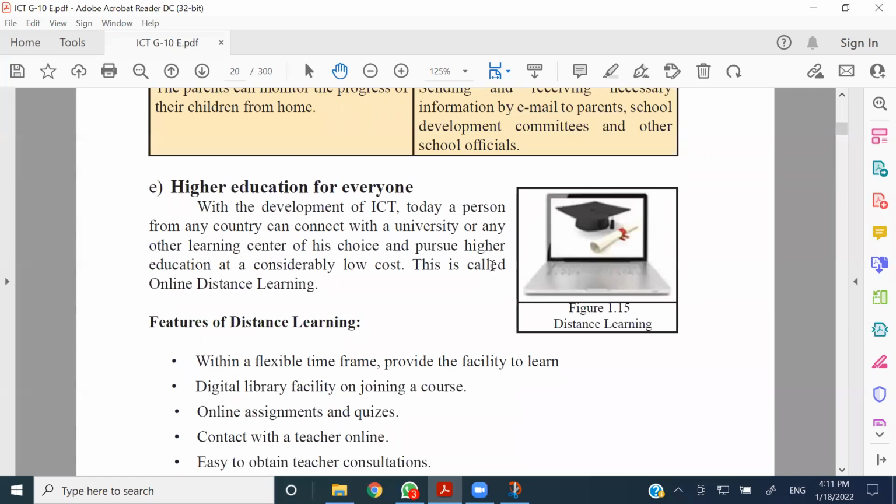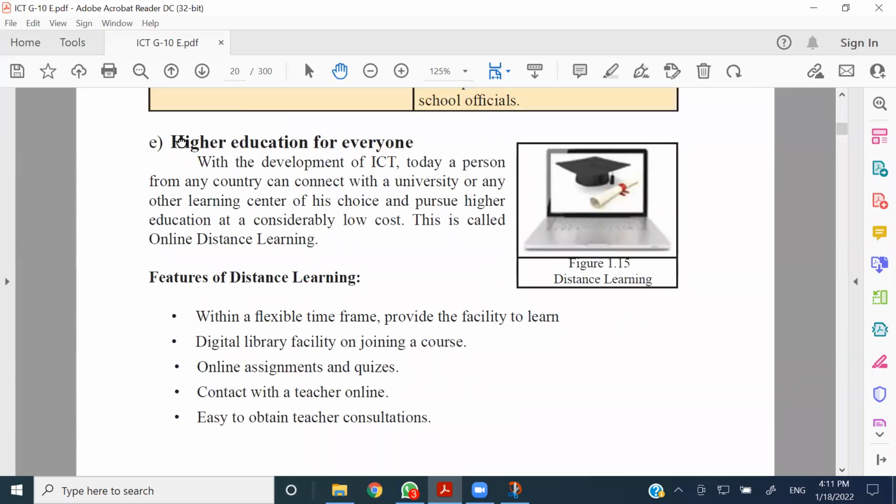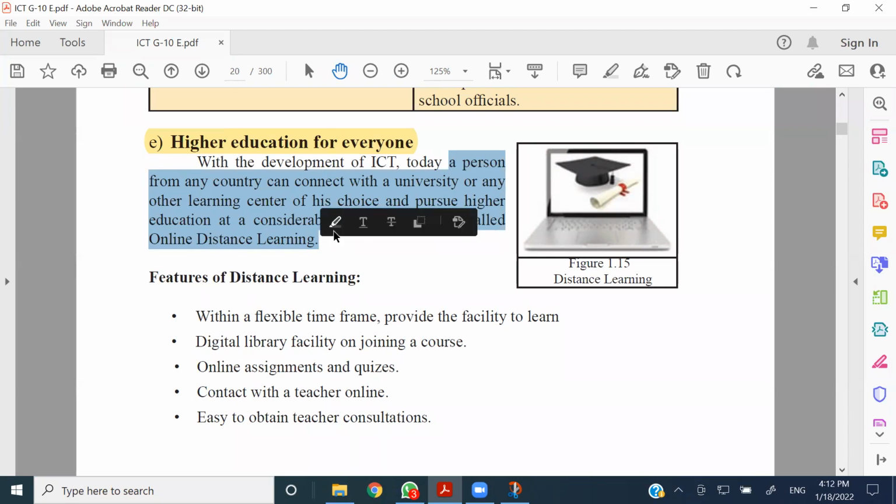And the very last point is about the higher education for everyone. Yeah, you may copy this particular point. A person from any country can connect with a university or any other learning center of his choice and pursue a higher education at a considerably low cost. This is called online distance learning. And you have to write about the features as well.